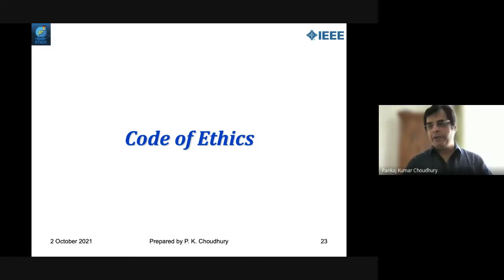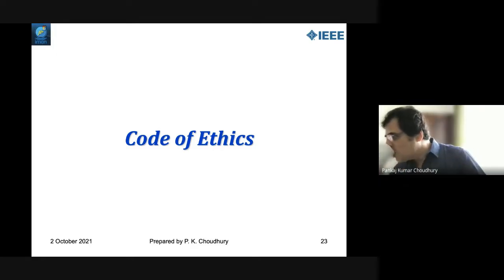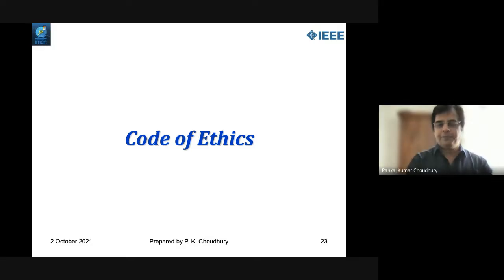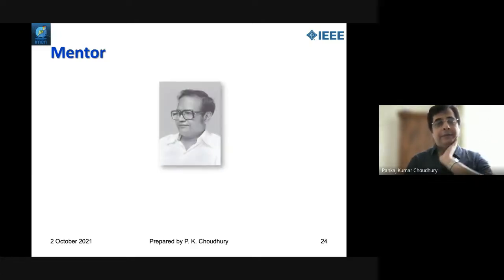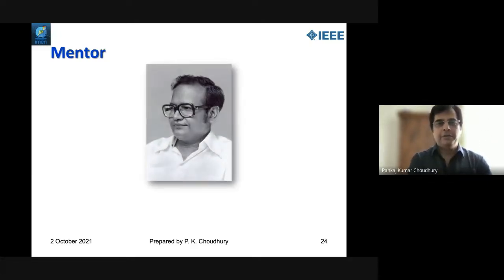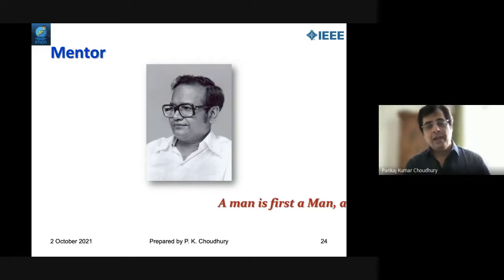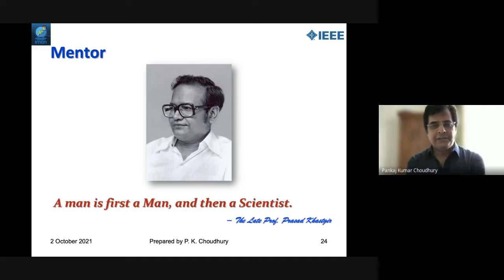Yeah, it is an extremely important part in drafting the research paper. It is better, okay, if I say about my mentor. My mentor has been my teacher, Professor Prasad Khastagir, who actually mentioned in one talk somewhere within the IT, a man is first a man and then a scientist. So he always used to say that you first be a man, then only you can be a scientist.